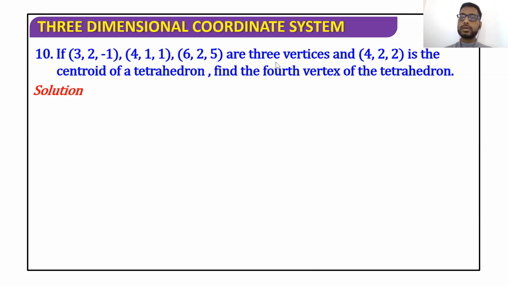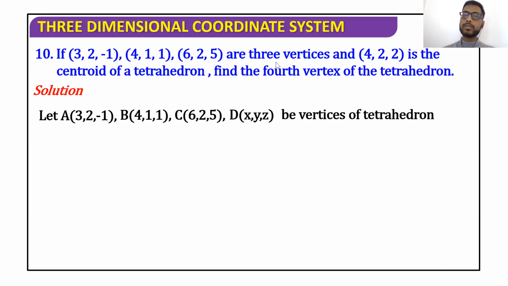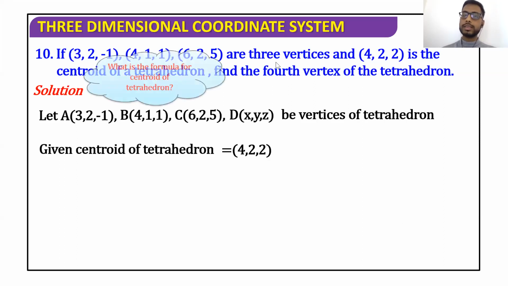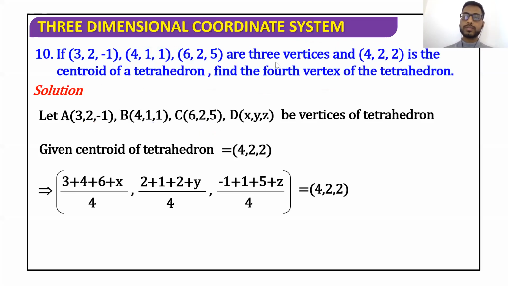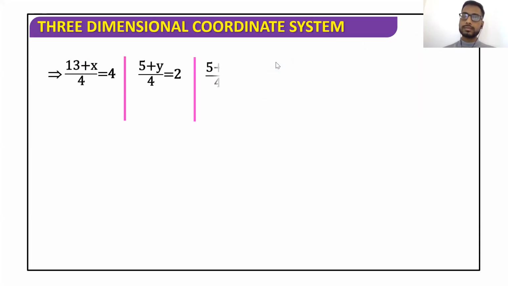For a triangle, we have 3 coordinates. For a tetrahedron, we have 4 coordinates. The procedure is going to remain same. For triangle centroid, x1 plus x2 plus x3 upon 3. For tetrahedron, formula is x1 plus x2 plus x3 plus x4 upon 4. That's it. So for ABC, assuming D point to be x, y, and z. Centroid is given. So just equating with formulas, I can say that this is equal to 4, 2, 2. Equate x coordinate, and that is your value.